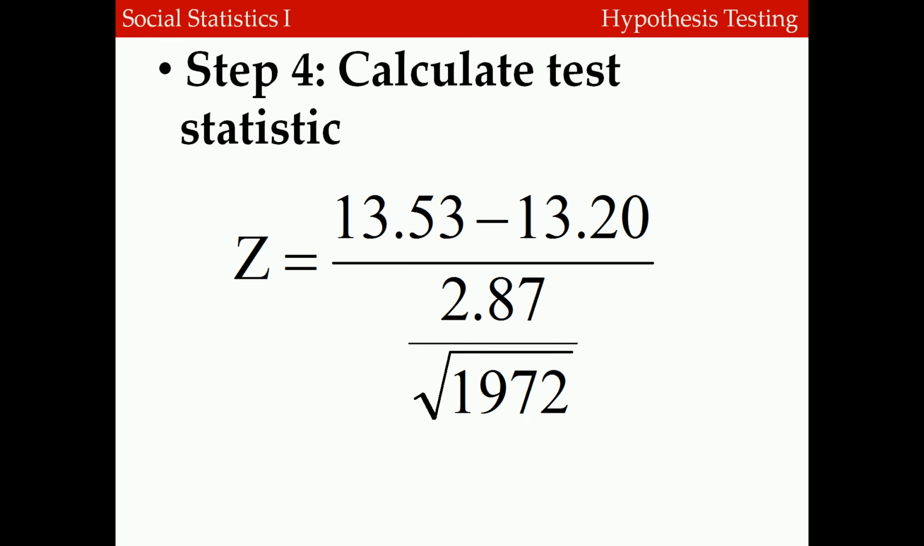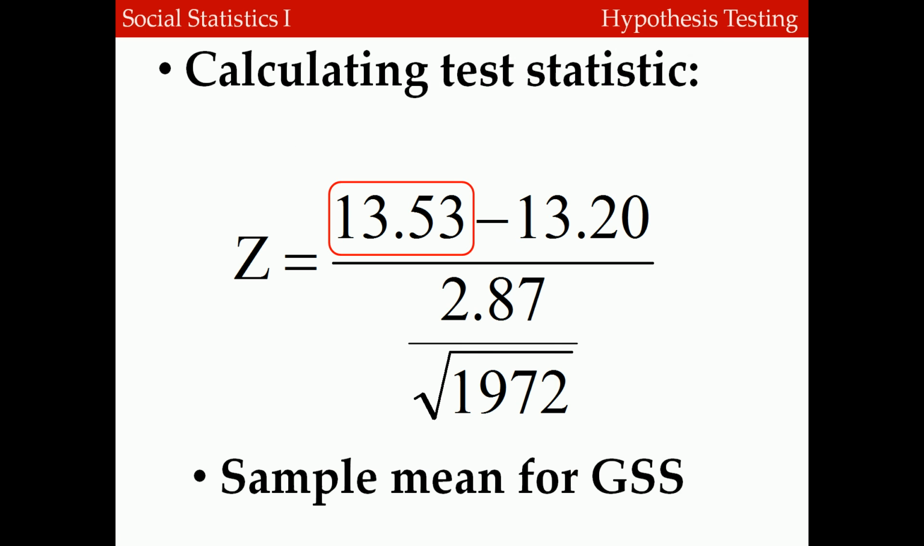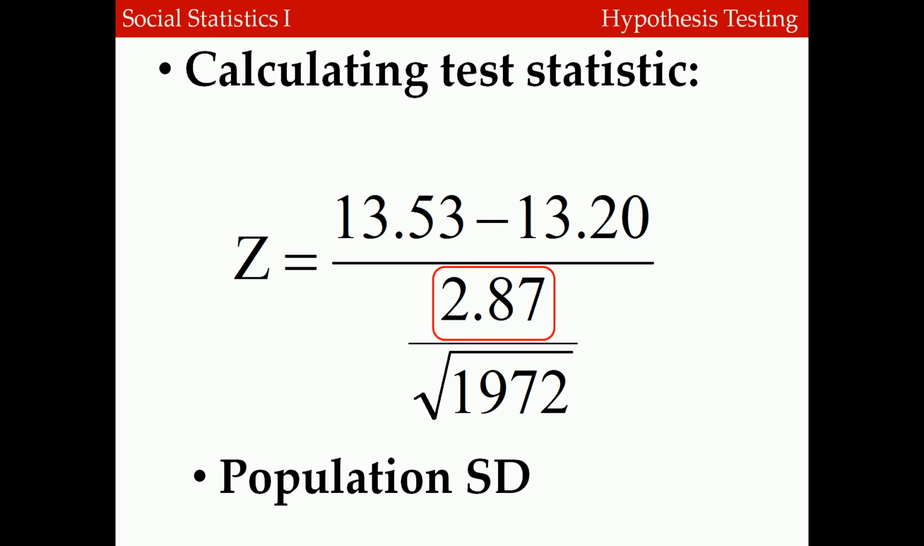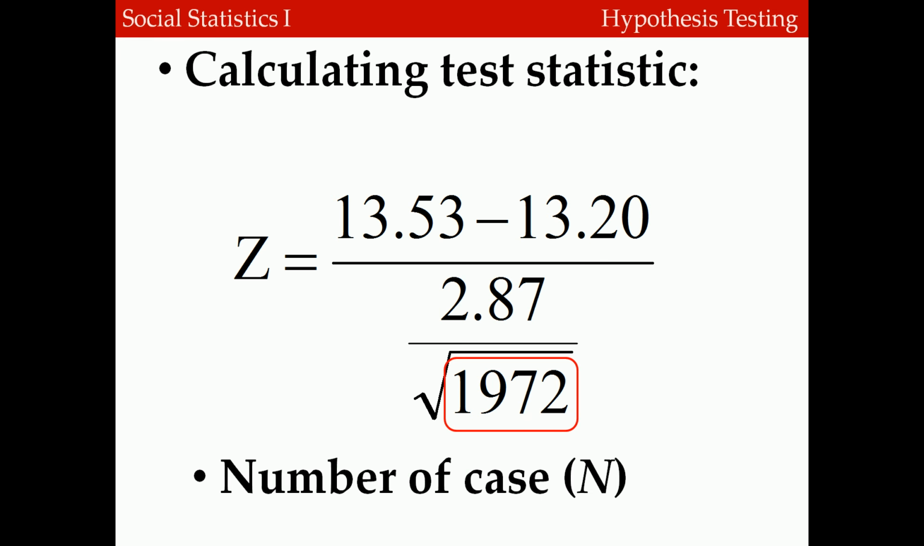And so for our example, here are the numbers that we're going to use. Recall that our sample mean is 13.53. This is the thing that we got from the census data. I'm sorry, the GSS data. Our population mean is 13.20, and this is what we got from the census data. We also got the population standard deviation from the census data. It's 2.87. And then we had a sample from the GSS of 1,972 cases.